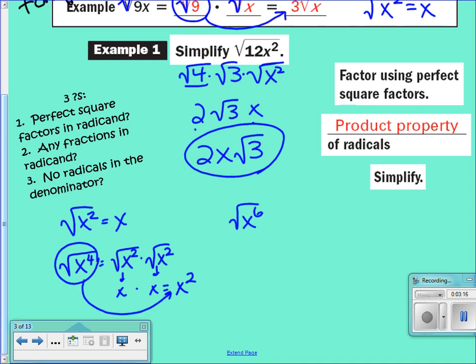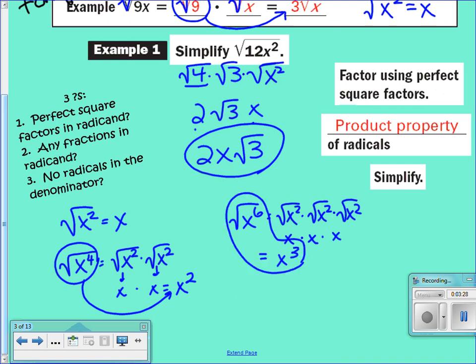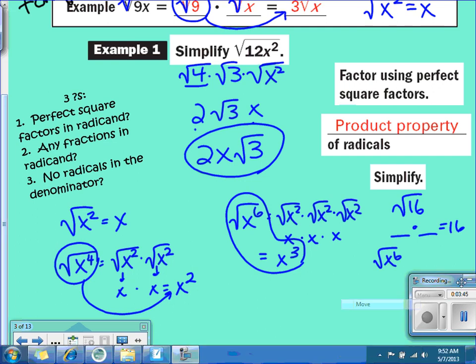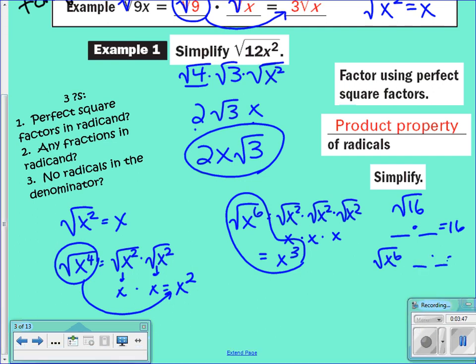Think about what x to the 6th would be. That's x squared times x squared times x squared. Look at how many I have there. I have x to the 3rd. Remember, square root problems, like the square root of 16, are trying to figure out what times what equals 16. So the square root of x to the 6th is trying to figure out what times what equals x to the 6th. Well, x to the 3rd times x to the 3rd is what equals x to the 6th.